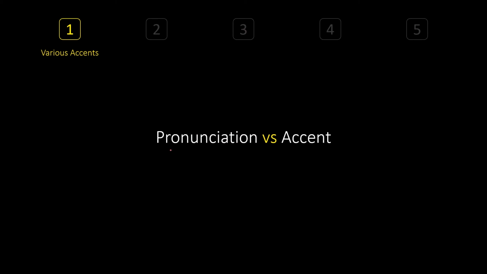Now, what is the difference between pronunciation and accent? I'll tell you the difference. Here we have a word which is written this way. I'm going to pronounce it in a way. So this is called tomato in British accent. In American accent, it's called tomato. They try to say this.